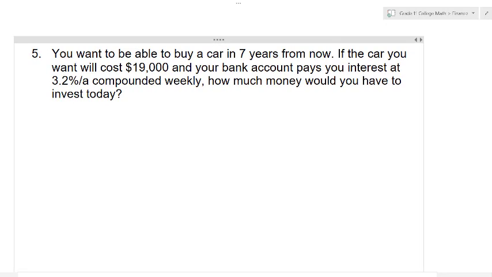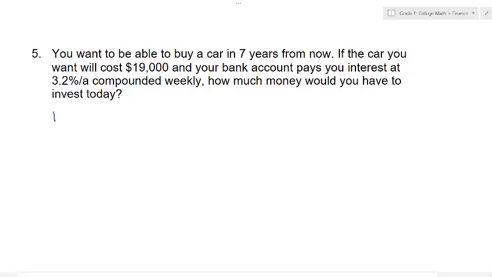You want to be able to buy a car in 7 years from now. If the car you want will cost $19,000 and your bank account pays you interest at 3.2% per year compounded weekly, how much money would you have to invest today? So you're trying to figure out how much you have to put in the bank today. So that's the present value. The present value is what you're looking for.